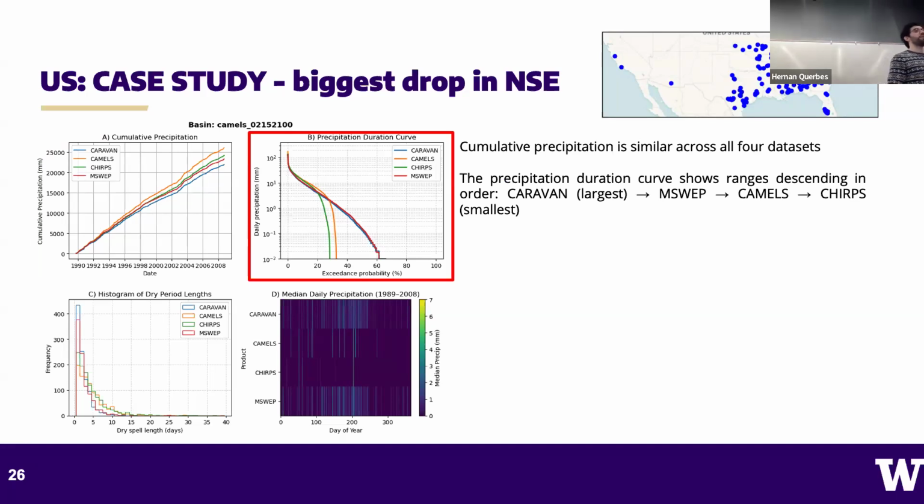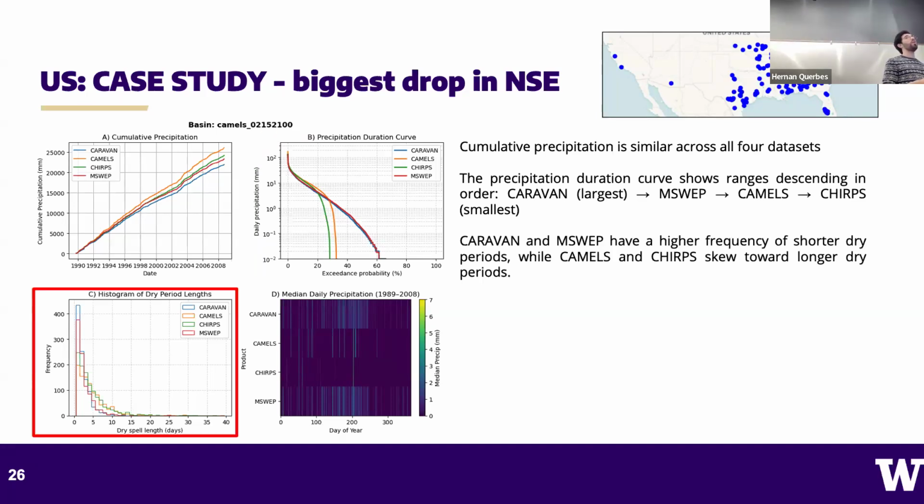Then if we look at a precipitation duration curve, an idea analogous to a streamflow duration curve, we see that for MSWEP and for Caravan, I think, yes, we see a wider range of lower values, which is one thing worth keeping in mind. So in this case, the range of values for Caravan and MSWEP are very similar, and this is also the case for CAMELS and CHIRPS.